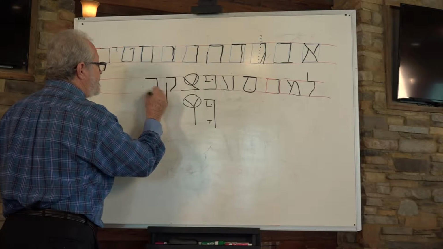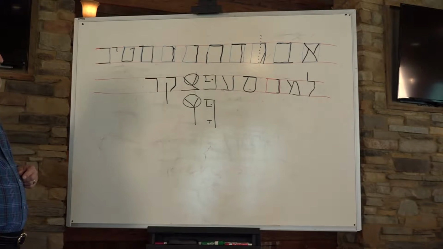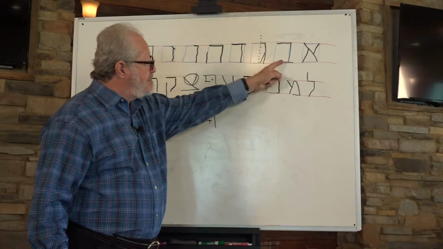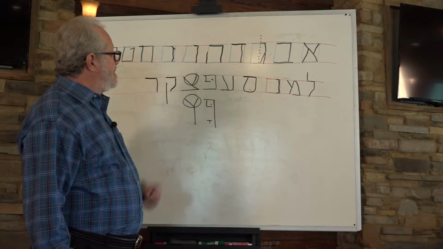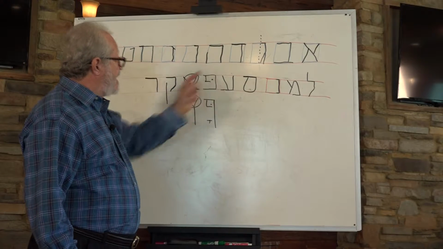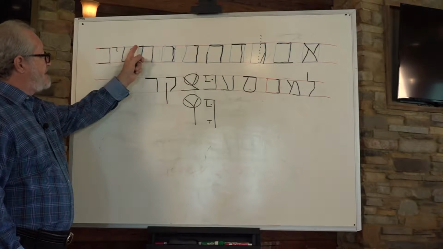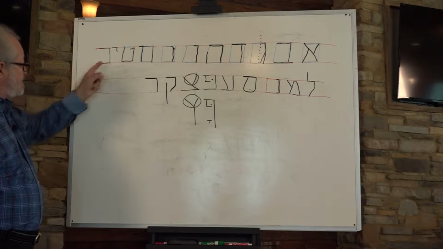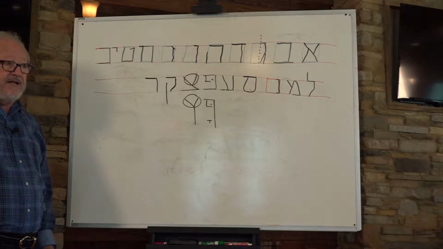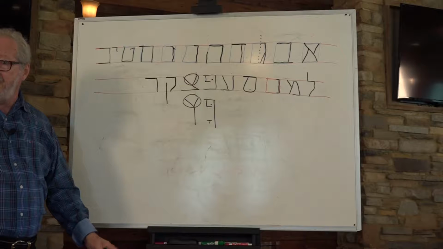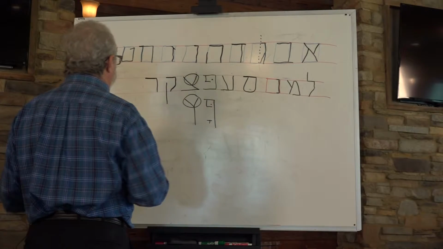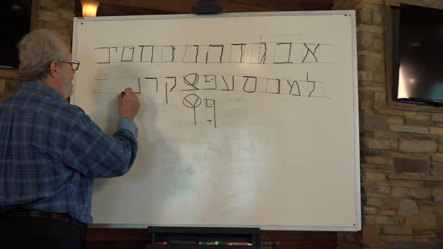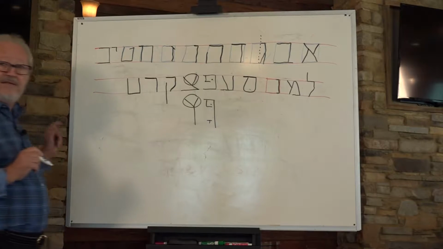The next is resh. That's the resh. Now look at how many letters start out with a resh. Bet starts out with a resh, right? Hey starts out with a resh, right? Chet starts out with a resh, right? Kaf starts out with a resh, right? Did I say start out with a resh enough times? Yes. Okay, resh.